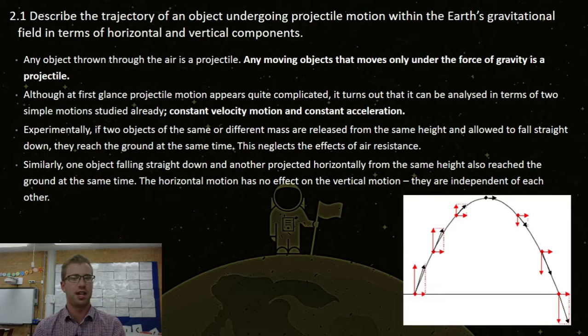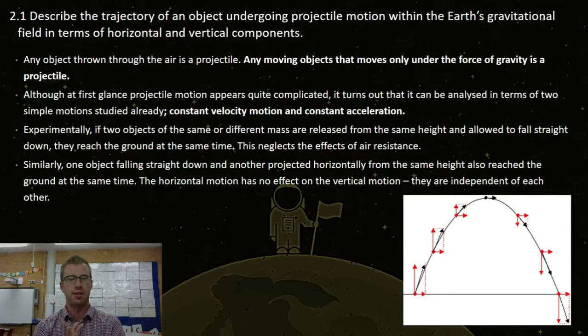Although at first glance, projectile motion appears quite complicated, and this is what I explained earlier, it turns out it can be analysed in terms of two simple motions that we've already studied: constant velocity and constant acceleration.